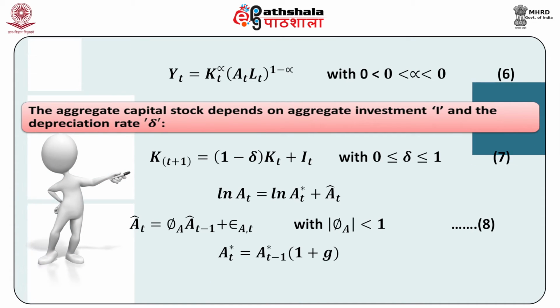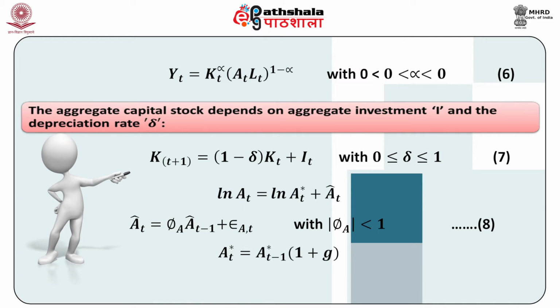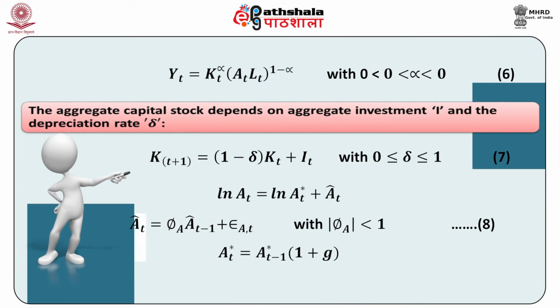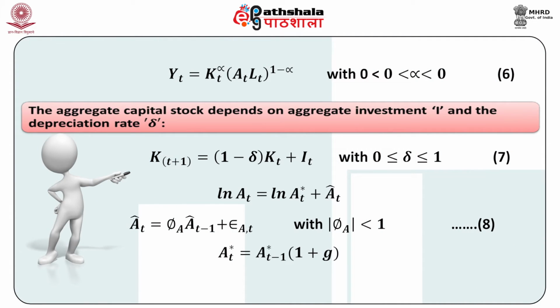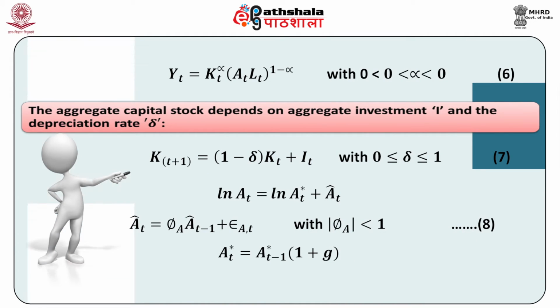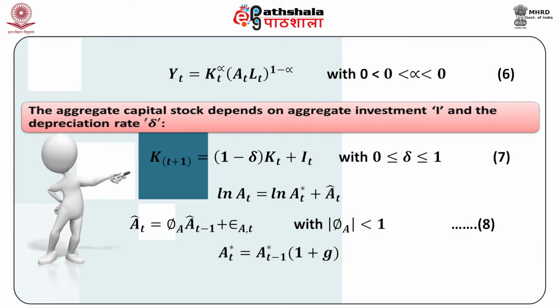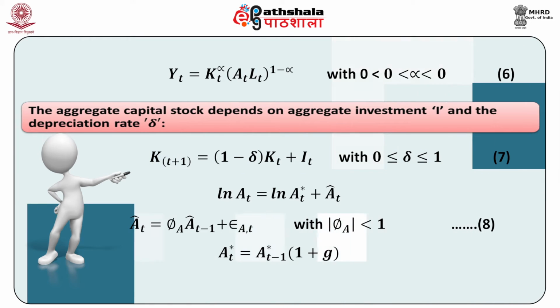The representative firm has a production function of Cobb-Douglas type, and assuming that the aggregate productivity term is labor augmenting, the aggregate production function becomes yt is equal to kt raised to power alpha multiplied with (at and lt) the whole raised to power 1 minus alpha, with 0 less than alpha less than 1. Y is aggregate output, k is the aggregate capital stock, l is the aggregate labor supply, and a is a technology parameter. The subscript t denotes the time period.